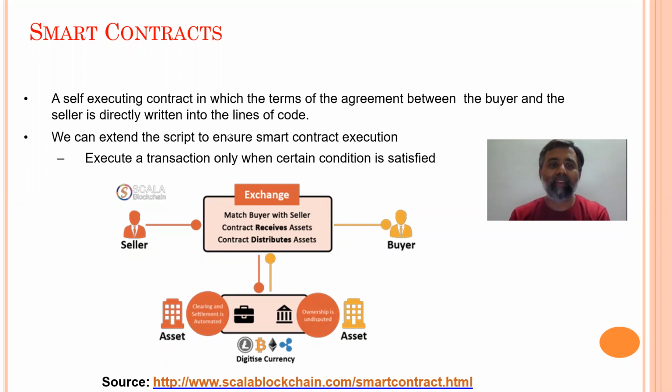So we can extend the Bitcoin script. You know that Bitcoin uses script codes. So that script can be extended to ensure the execution of that smart contract. So execute a transaction only when a certain condition is satisfied. So this can be ensured by the smart contract. In the figure, we have shown a very limited number of entities. It may be many more as well. So this is the source of this figure.